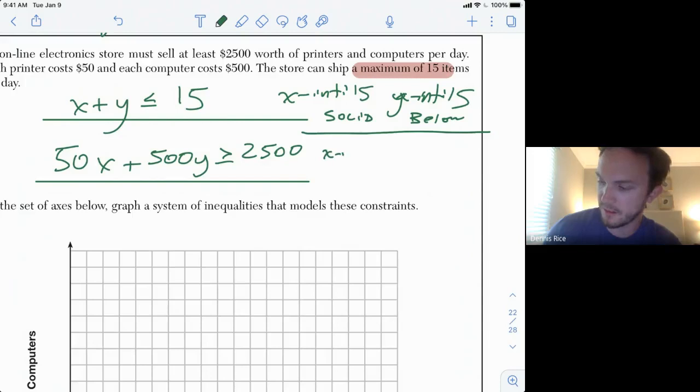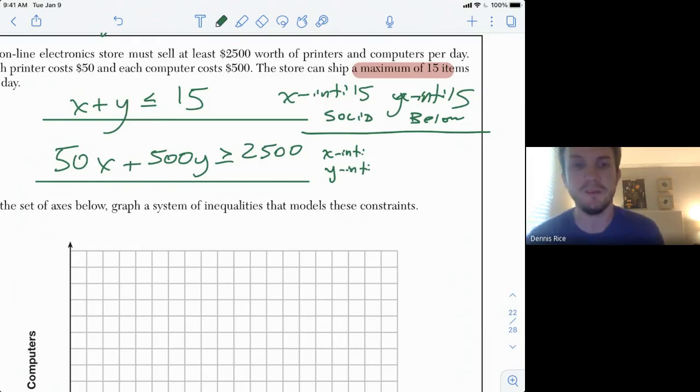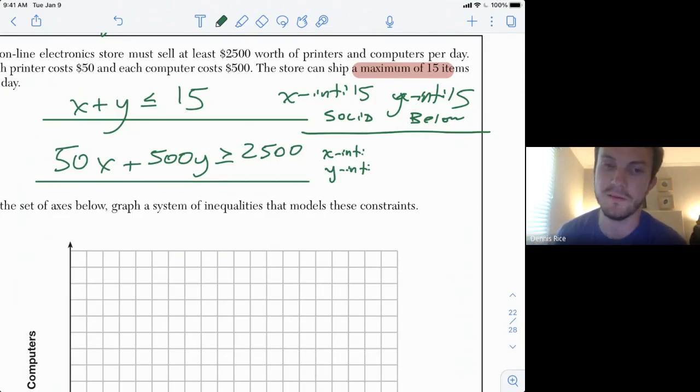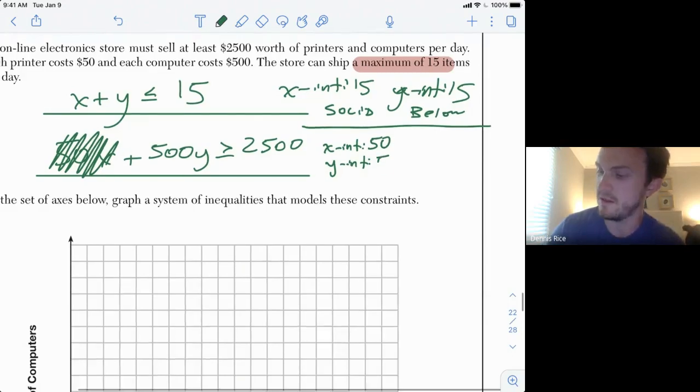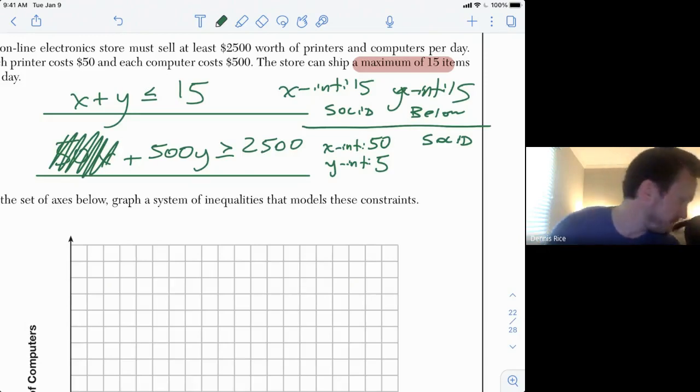For the second inequality, we have x and y intercepts. What's the x-intercept? So the x-intercept is going to be 2500 divided by 50. The x-intercept is 50. For the y-intercept, pretend x isn't there, because you're plugging in a 0, it goes away. You're left with 500y and 2500. What's your y-intercept going to be? Just 5. This is also a solid line. And where's the second one shaded? Above. It says greater than.